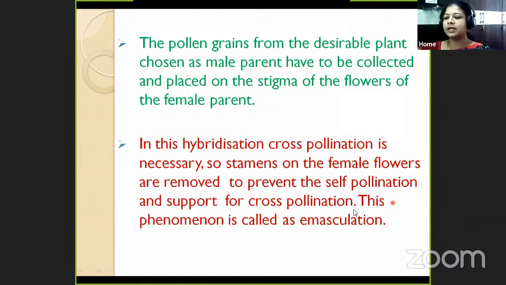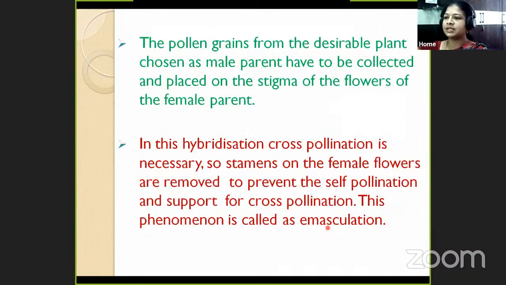This phenomenon is called emasculation. Emasculation means removal of anthers or stamens from the female flower before pollination. That phenomenon is called emasculation. Due to emasculation, self-pollination is prevented and cross-pollination is encouraged. Okay?